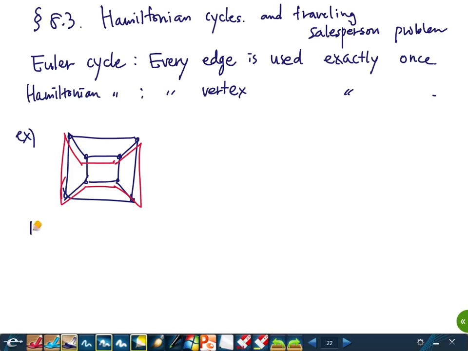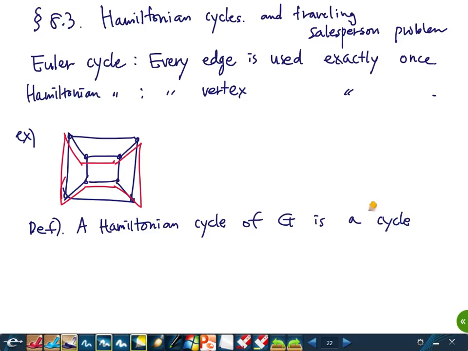Also, the precise definition is the following: a Hamiltonian cycle of a graph G is a cycle that uses every vertex exactly once. That is the only condition. Of course, we don't count the first starting and ending point twice. So that doesn't matter for this first starting and ending point. This is an example of that.